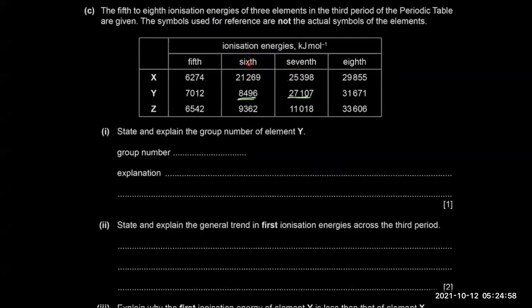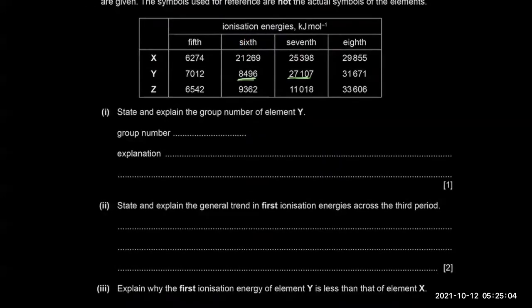So the first 6 are in the outer shell. So we can say, actually, element Y, so group 16. And what is the explanation for this? There is a big increase, a big jump from the 6th to 7th ionization energy. Hence, Y has 6 outer electrons because the 7th one must be on the inside. Okay.